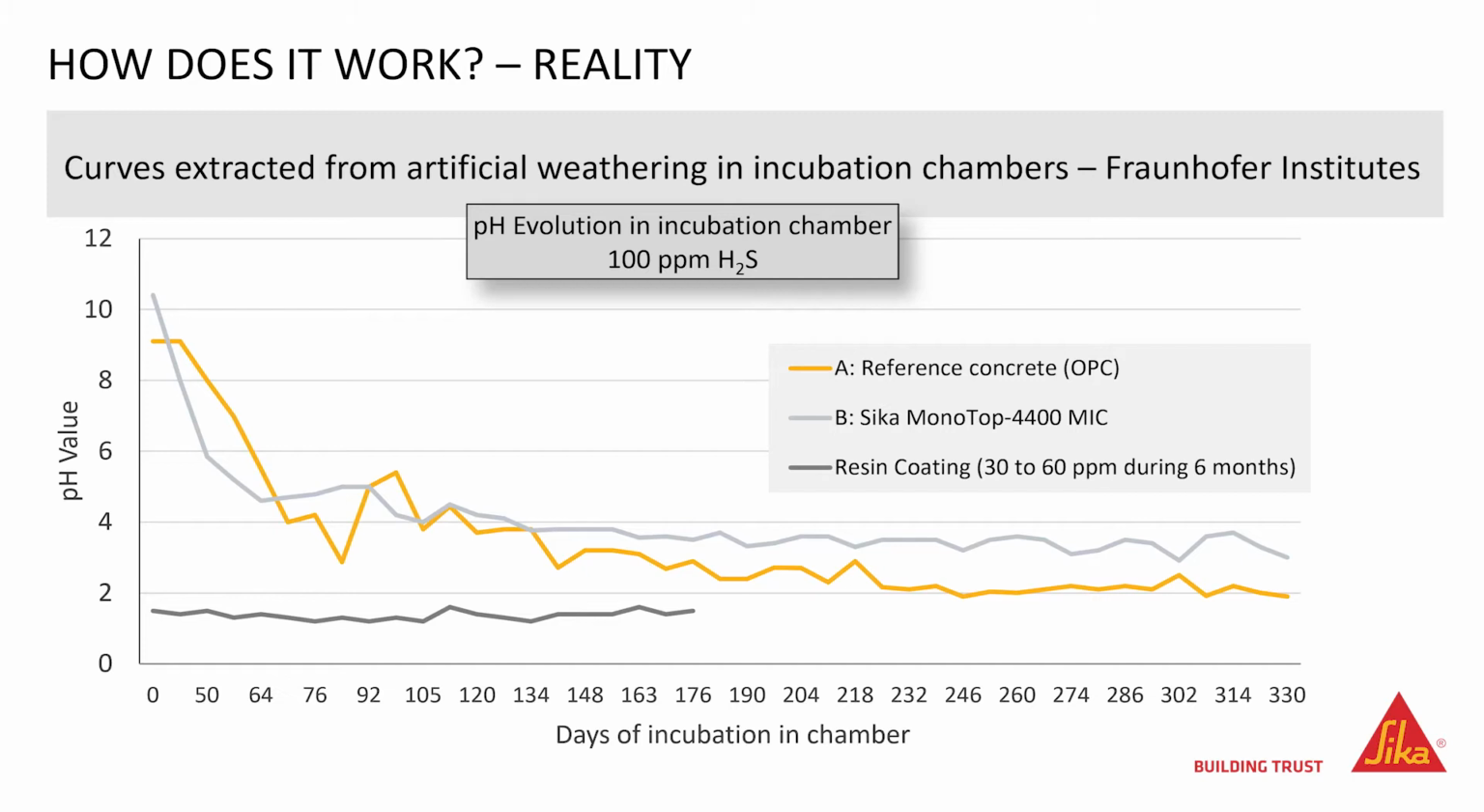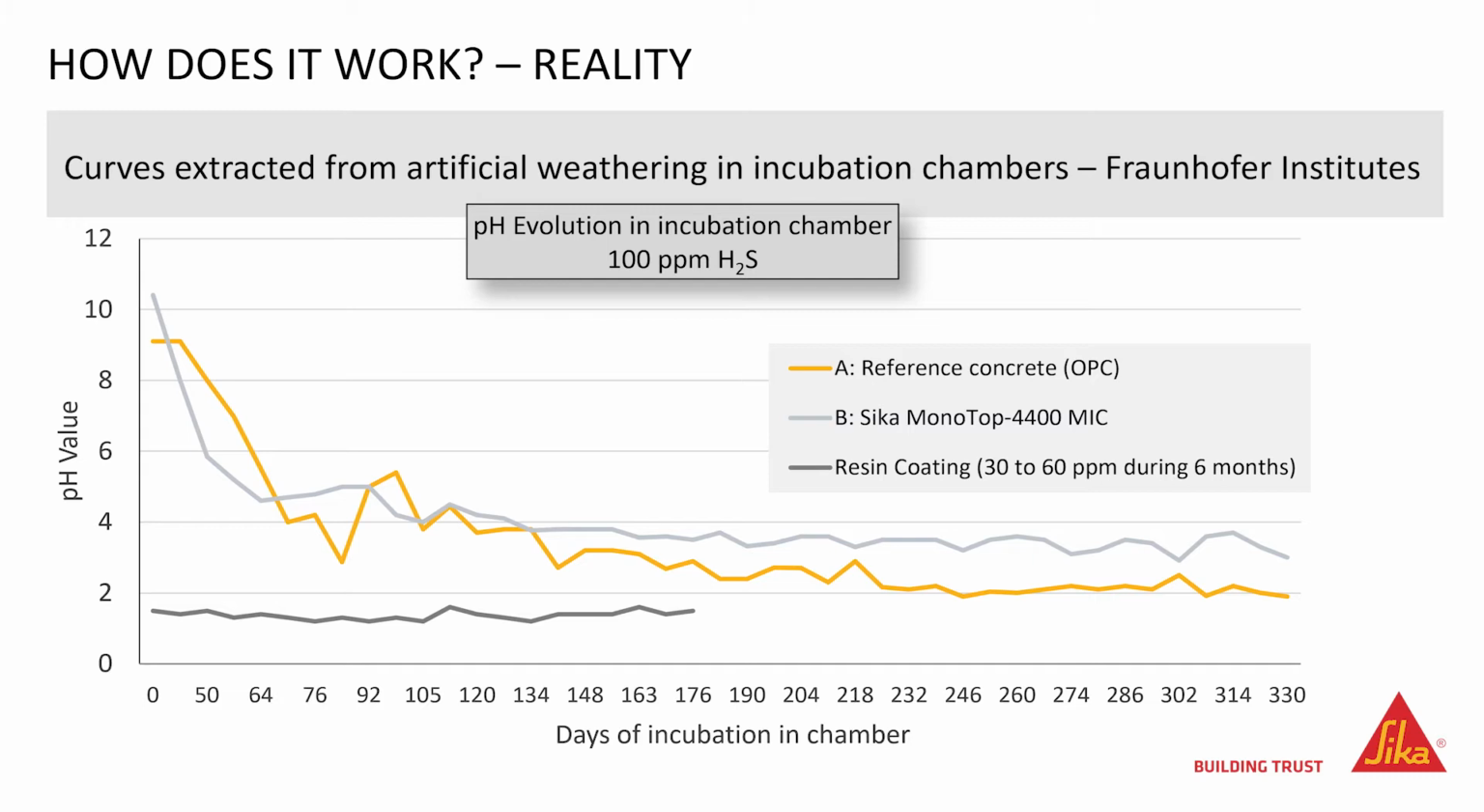These lines on the graph are plotted from artificial weathering test results made in several incubation chambers. The first two lines, in grey and orange, are from a report commissioned by Sika, and the black line from a report commissioned by a friend in the market. But it can be applied to all types of reactive resin or HDPE liners. These curves match the theory described in the previous slides.